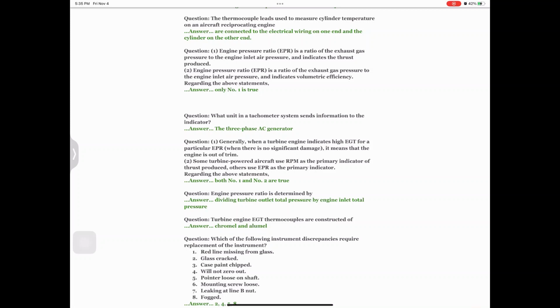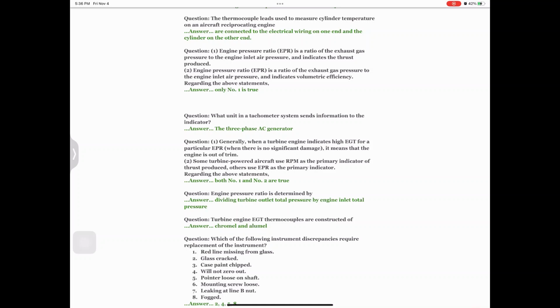2. Some turbine powered aircraft use RPM as the primary indicator of thrust produced. Others use EPR as the primary indicator. Regarding the above statements, answer, both number 1 and number 2 are true. Question: Engine pressure ratio is determined by, answer, dividing turbine outlet total pressure by engine inlet total pressure.